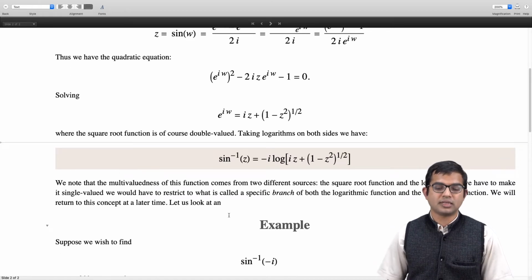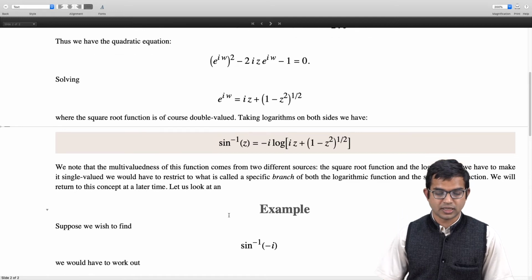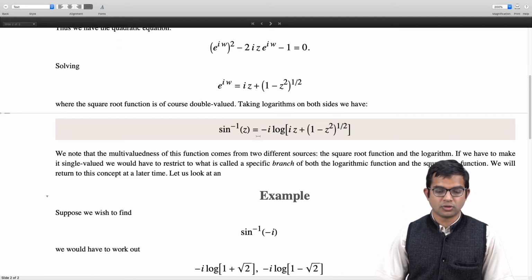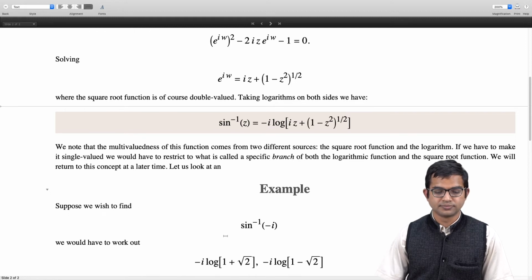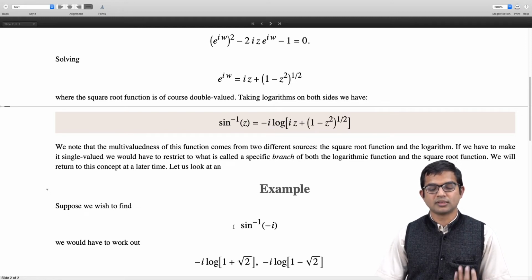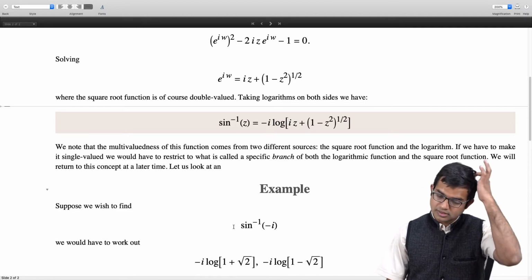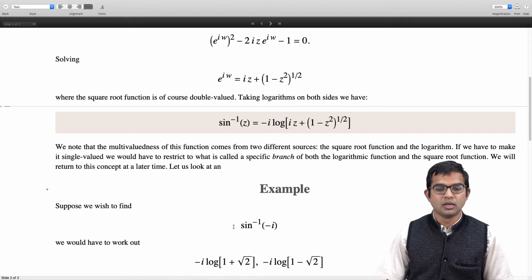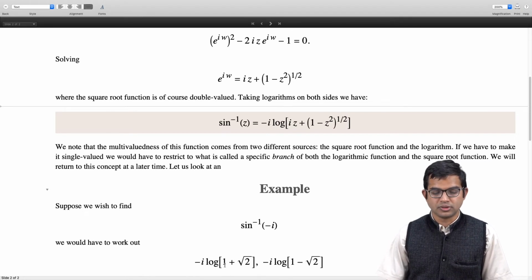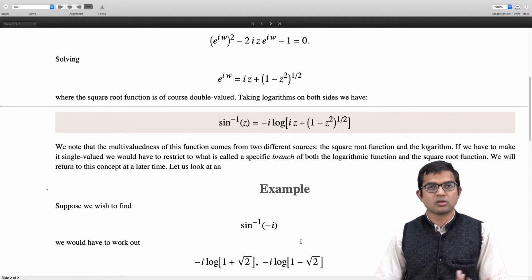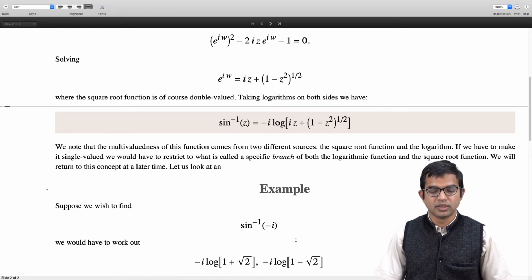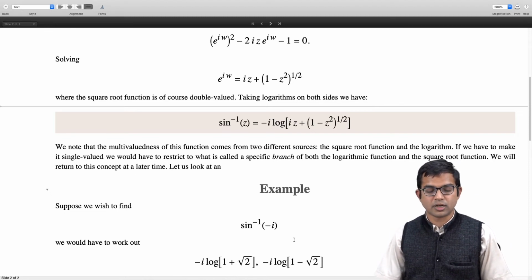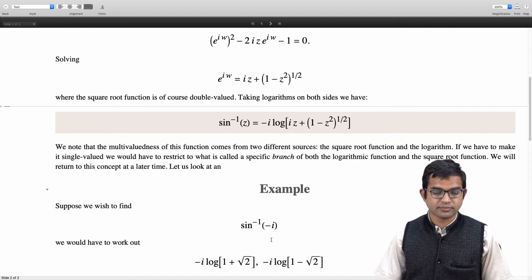So suppose we wish to find sine inverse of minus i, right? So then we would have to work out, according to this formula, minus i log of 1 plus square root 2 and minus i log of 1 minus square root 2. I have explicitly made the plus sign and minus sign separate. I mean, we understand square root 2 to be plus square root 2 when we are working with real numbers. So these are the two values for sine inverse of minus i, and each of them has a log, so there are infinitely many different values for each of them. Right, so let's look at whether there is a compact way to write down all these different values.